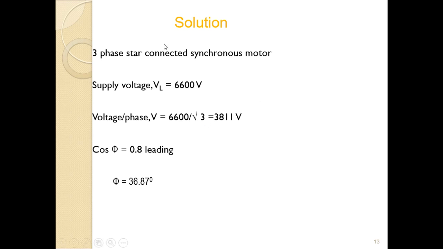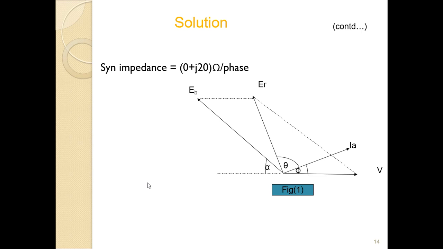And what is the phi? Phi is equal to cos inverse of 0.8. That gives a value of 36.87 degrees. And what is the impedance he given? Impedance he given as 0 plus J20. So that is impedance of J20. So XS is equal to 20 and impedance also 20.